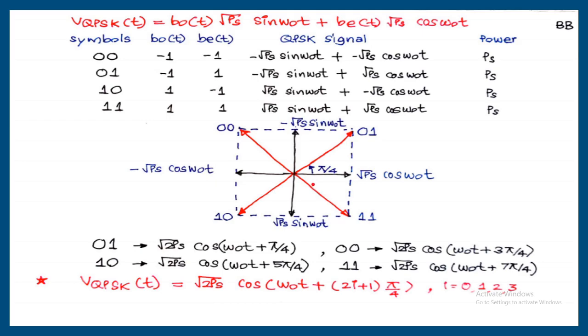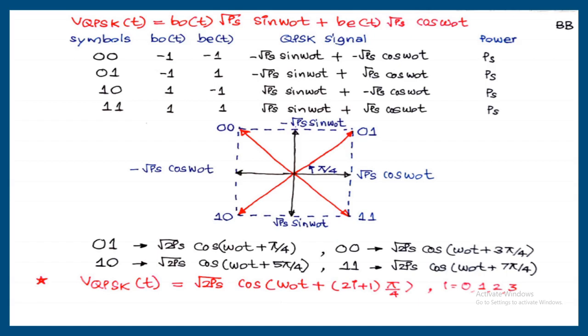Finally, all these vectors can be represented as a single expression. V QPSK of t is equal to root 2Ps cos of omega 0t plus (2i plus 1) into pi by 4. That expression shows that from two BPSK signals, we are able to generate QPSK with constant amplitude. Amplitude is always root 2Ps. Constant frequency, there is no frequency variation, it's always omega 0, but there is only phase difference, and the phase difference will be 90 degrees between two adjacent vectors. So that's a QPSK expression.